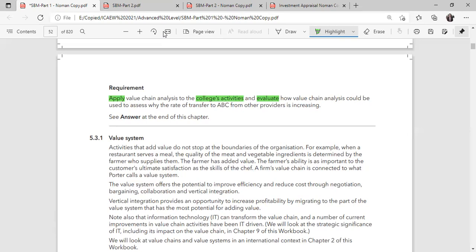And then the second point is that we have to evaluate how value chain analysis could be used to assess why the rate of transfer to ABC from other providers is increasing, why their rate is increasing, and what they are doing much better than our company.